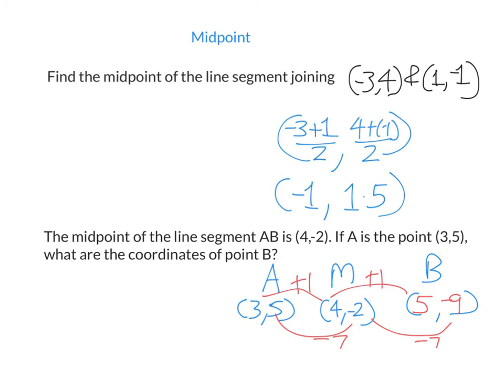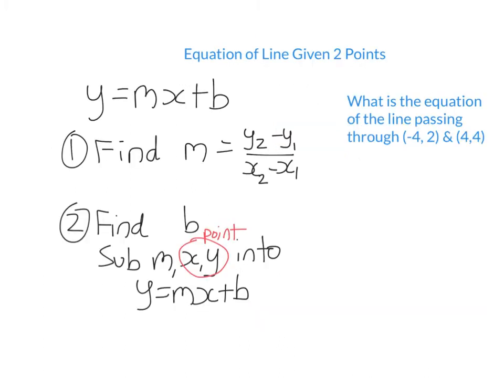Let's now quickly look at finding the equation of a line. See, any line except a perfectly vertical one can be written in the form y equals mx plus b. So to find its equation, we simply need to find m using the 2-point formula, and then we find b by substituting x and y into the equation y equals mx plus b. So let's look at this example here. If I want to find the equation, first I need to find m. So I go y2 minus y1 over x2 minus x1. Putting that in my calculator, I get 2 over 8 or a quarter.